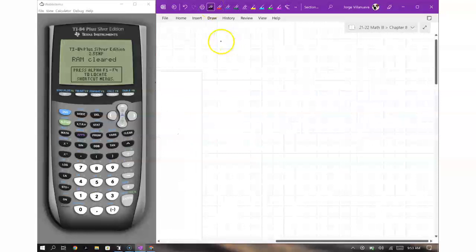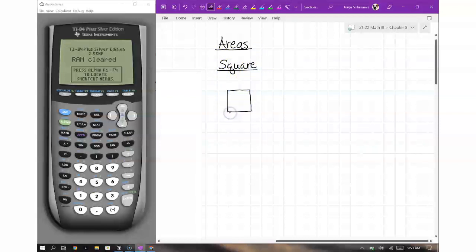Okay, so these are areas. So a square, normally they use base times height, so that's what I'm going to use. Okay, base, and a square has the same base as it does its height, right? All the sides are exactly the same measure, so that would be b as well. If that's my base, then the other side is my base too. So the area of a square is just b squared.